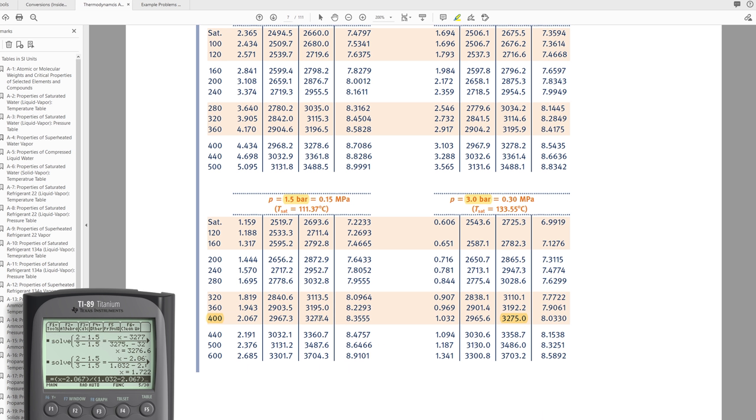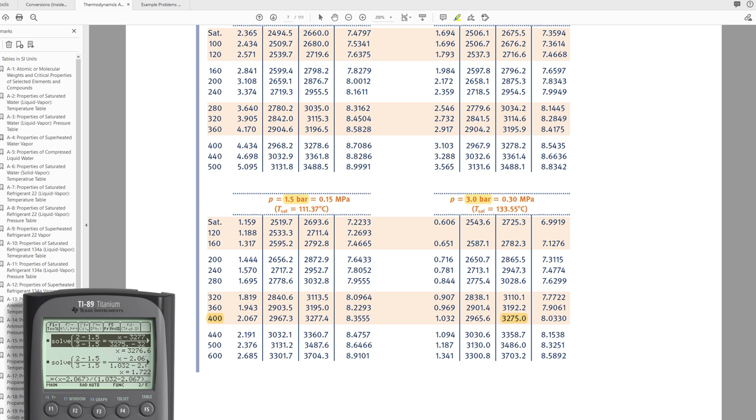1.5 and 3. Our two values were 3275.4 and 3275.0. So our interpolation should be about a third of the way between 77.4 and 75.0. A third of the way between the two should yield about 1.5. Are we decreasing by 1.5? Not quite. Let's just double check that interpolation here.